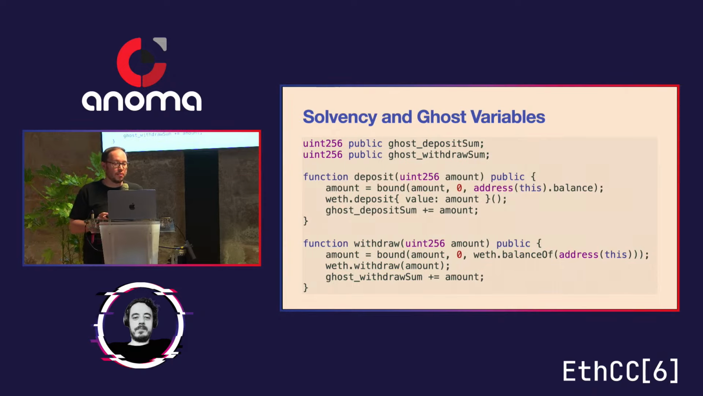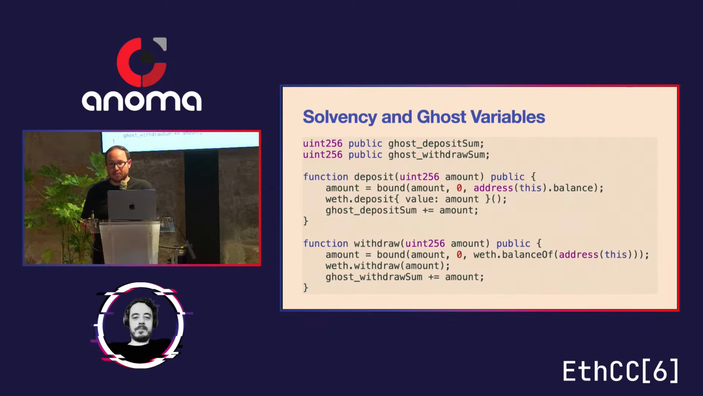So here we've defined two uint256 variables, ghost deposit sum and ghost withdraw sum. And we're going to increment both of those, right? When we deposit, we're going to increment ghost deposit sum. When we withdraw, we will increment ghost withdraw sum. And that's going to keep track of total deposits in, total withdrawals out.